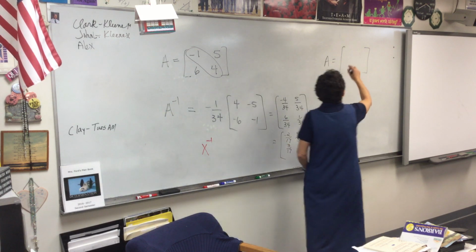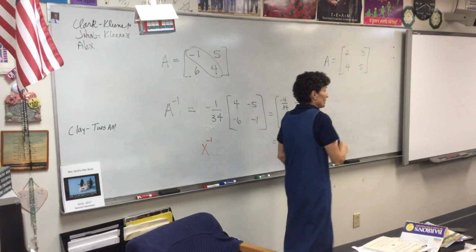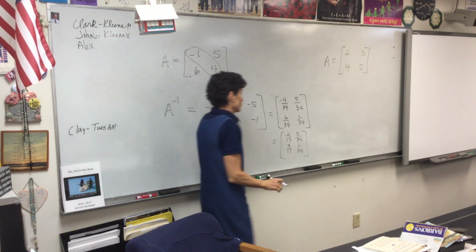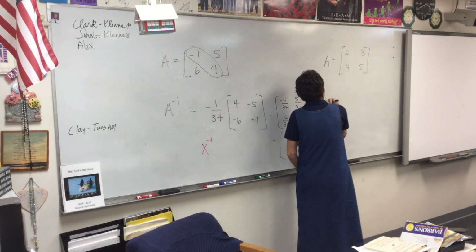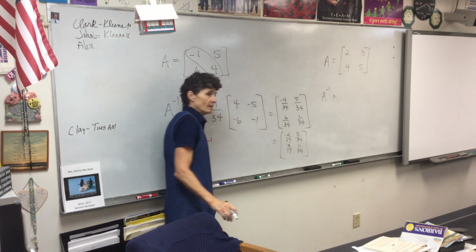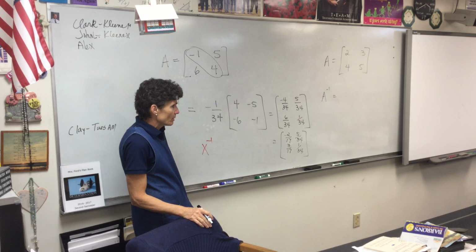So here we go. Our matrix is 2, 3, 4, 5. We'll just do that one. How simple is that? We're going to find the inverse of this matrix. All right. Who was paying attention? What's step 1? I'm not doing it on my calculator, Evie. Go to my hand first.